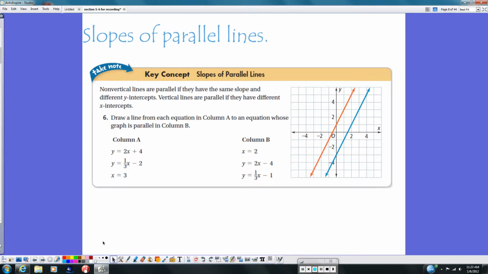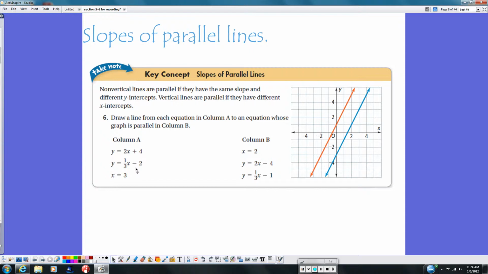Take a look at our key concept for slopes of parallel lines. It says non-vertical lines are parallel if they have the same slope and different y-intercepts. Vertical lines are parallel if they have different x-intercepts. So let's take a look at our problem here.